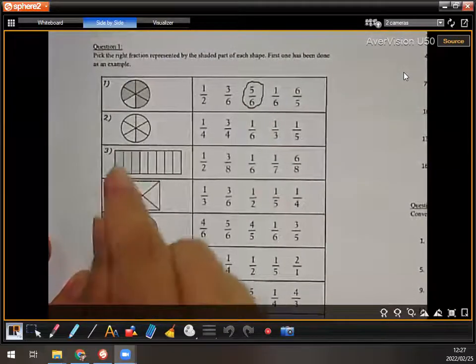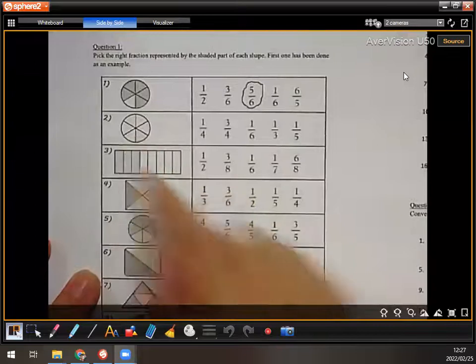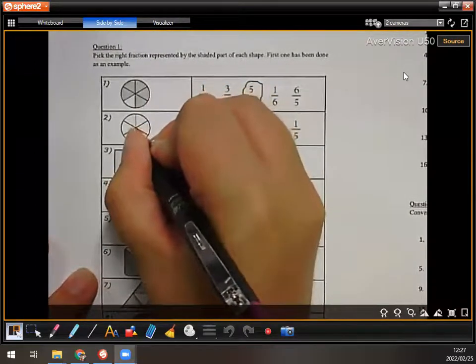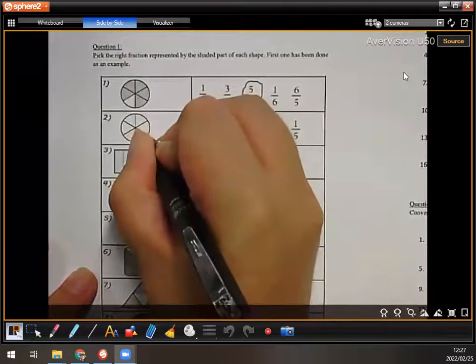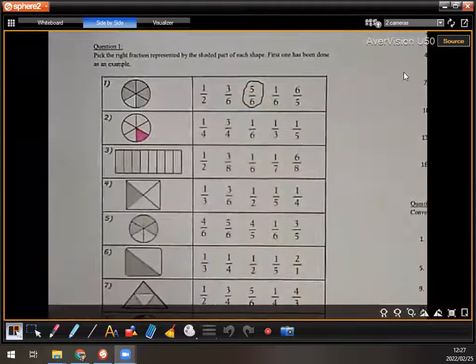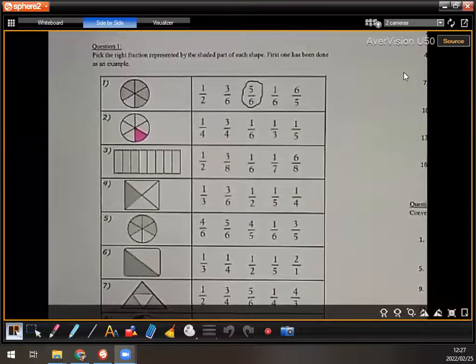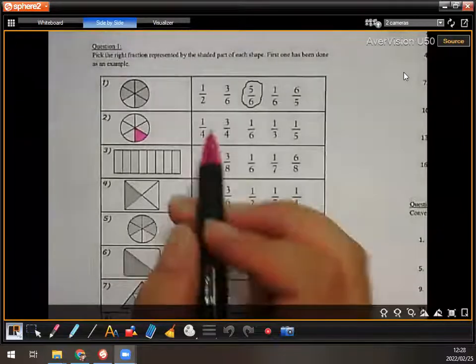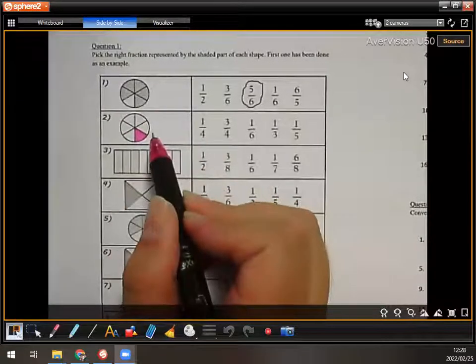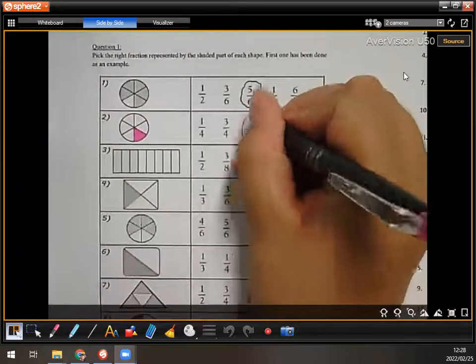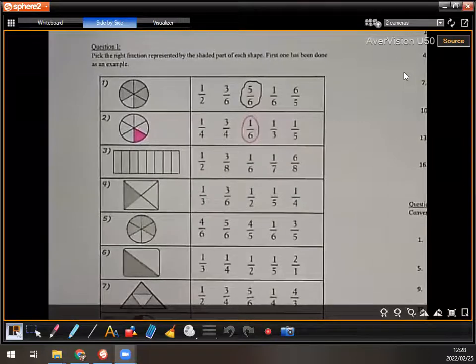In the next one, I have the feeling that the bottom one is shaded, but it's very faint. You need to identify how many parts are shaded. Clearly, that's 1 in this case, so the top has to be 1. But 1 out of how many? How many parts are there in total? 6. So that one is 1 over 6, and that's all you do, guys. You just circle the correct one.